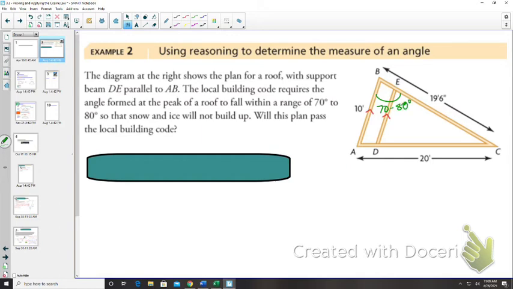70 to 80 degrees, so that snow and ice will not build up. So will this plan pass the local building code? We know a side, because it's a math problem, we have to solve it. If it was yes, we wouldn't have to solve it. So what are we looking for? An angle. What angle? C.